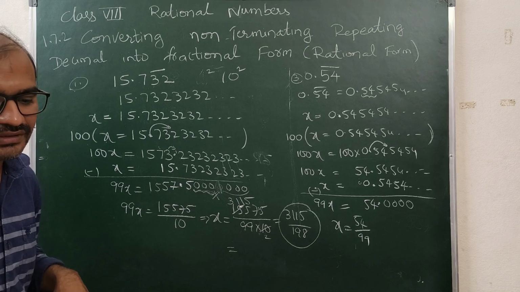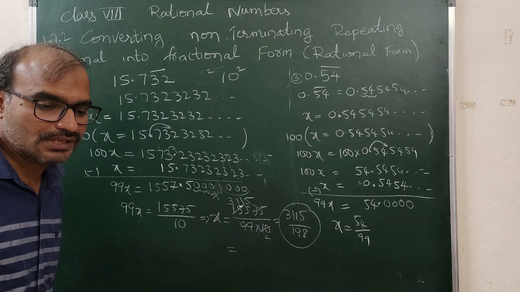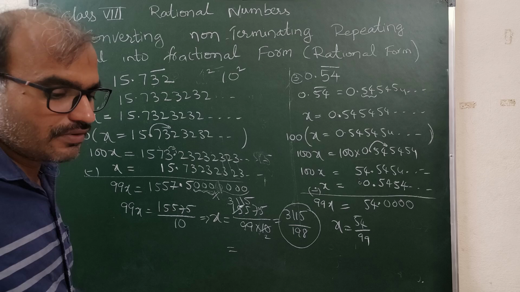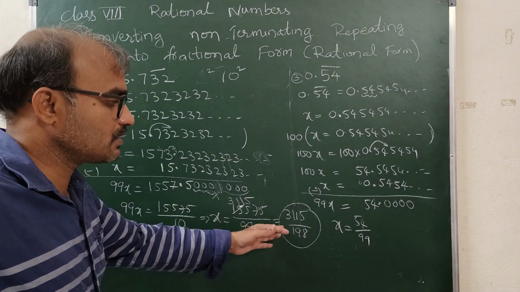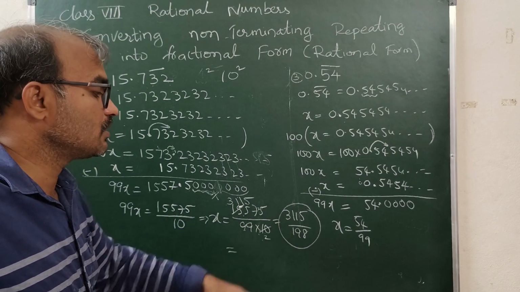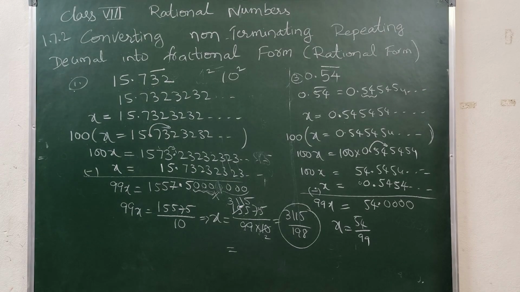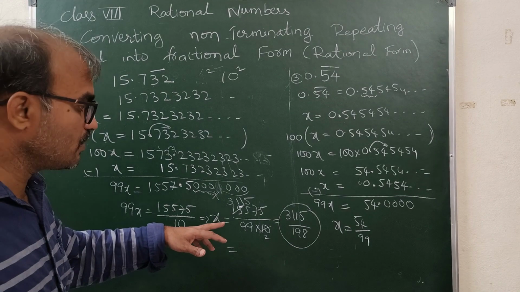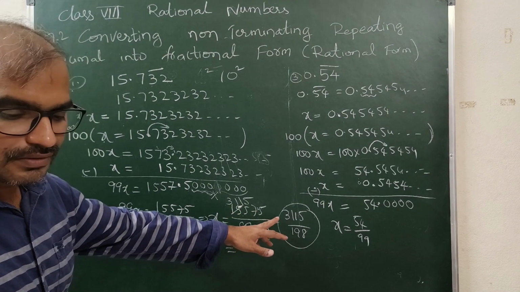Let me check once here. They did not divide here in the answer. We have divided. Ours is better. We have represented this in simplest form. They did not represent it, but what is that? 15575. Correct one, right?